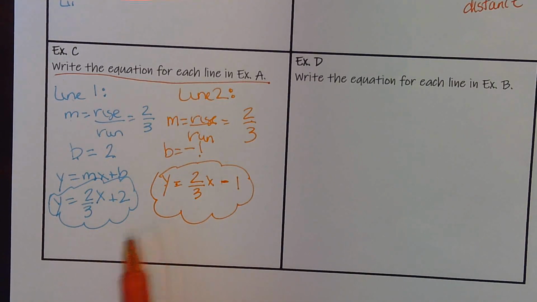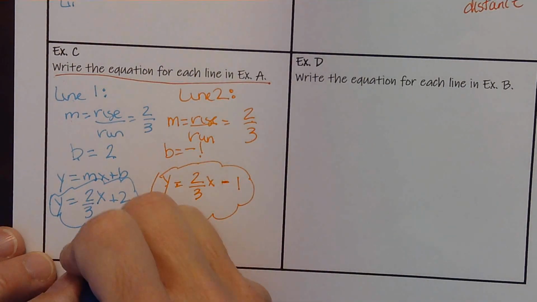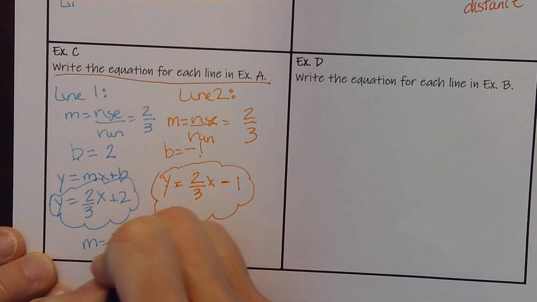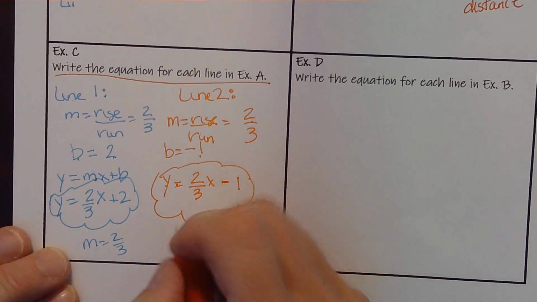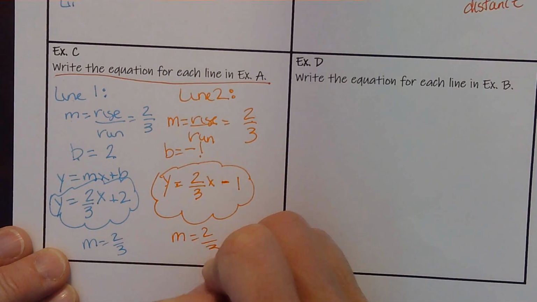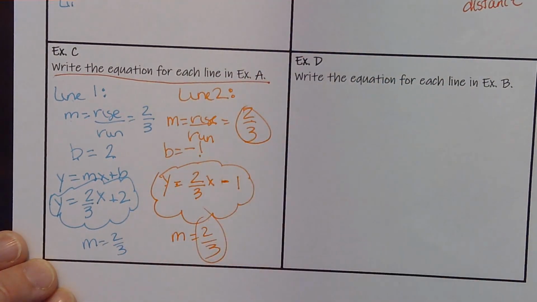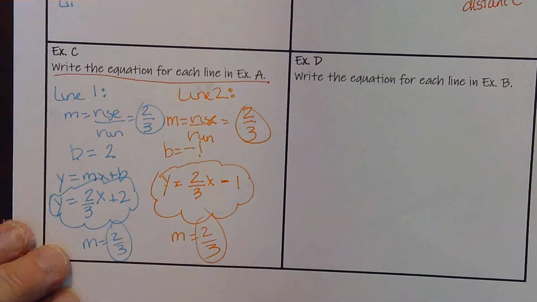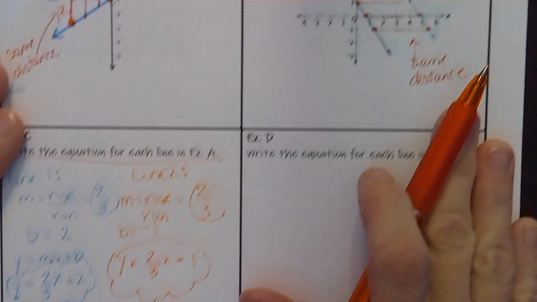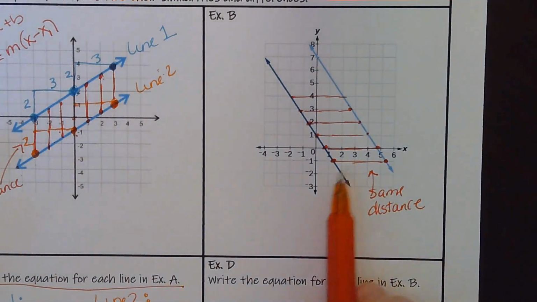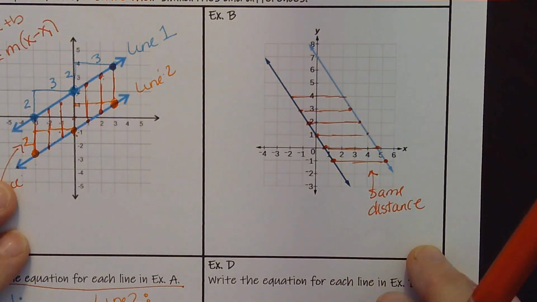Now, if you look at these two equations, what do those two equations have in common? Well, the slope of this line is 2/3, and the slope of this line is also 2/3. Let's also do the same thing for these two equations. Let's write the equation for each line in example B.